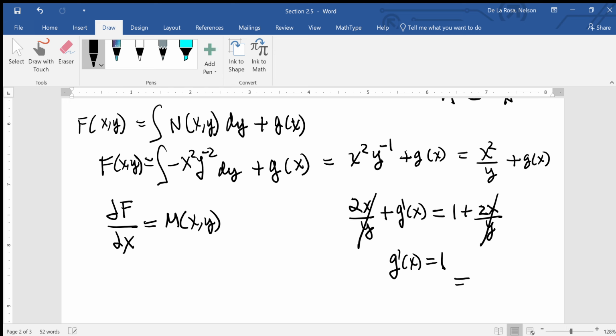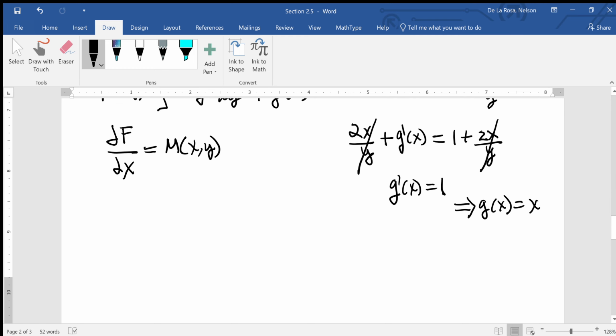Therefore, g of x is simply x by applying integration. So the solution is the function we found, which is x squared, y to the negative 1 plus x equals c, or x squared divided by y plus x equals c. Same thing.